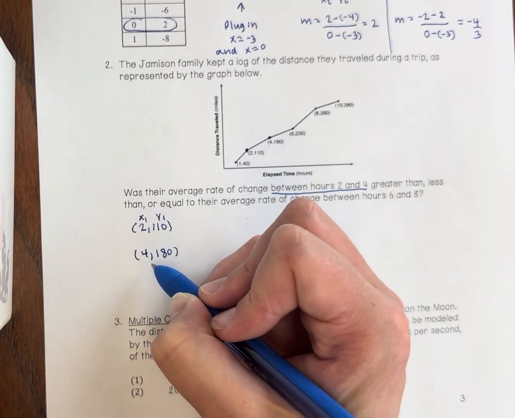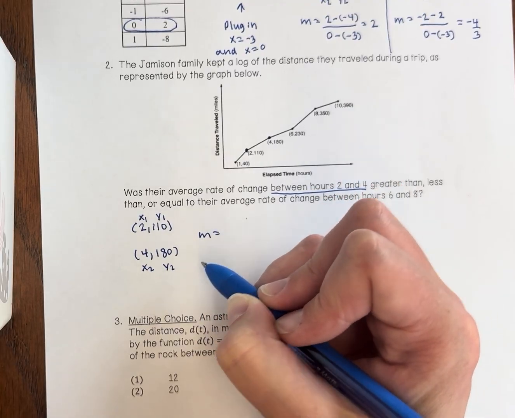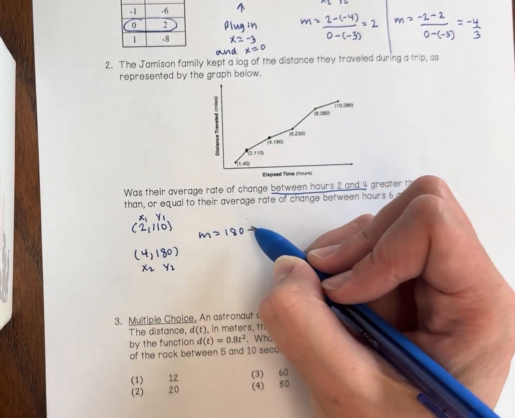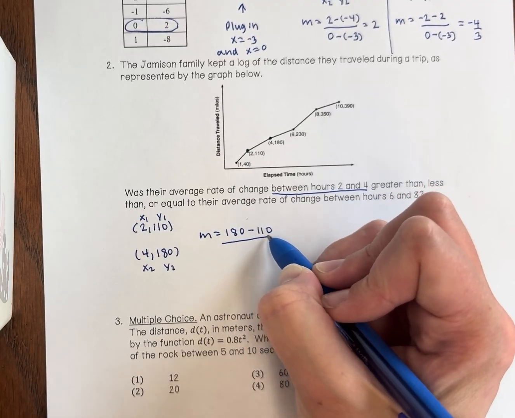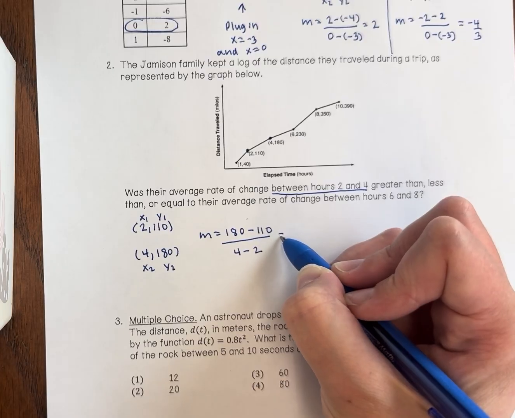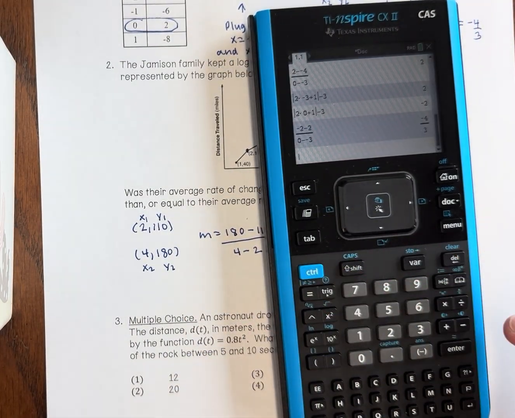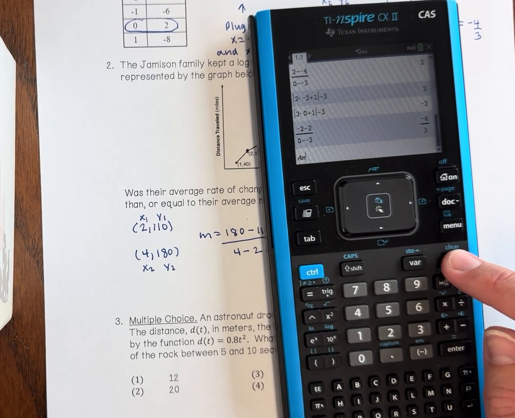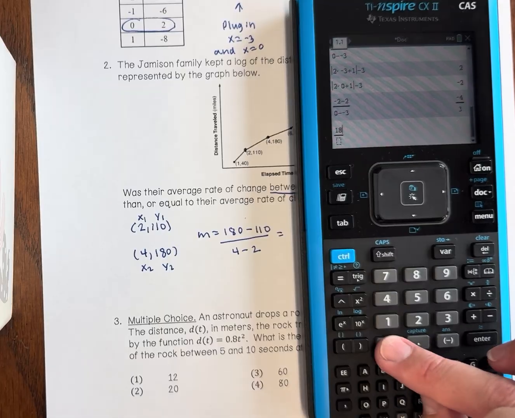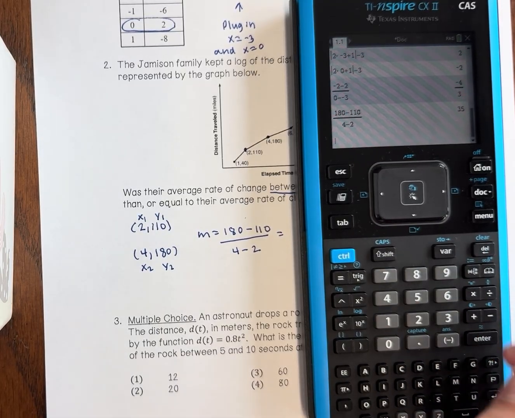x1, y1, x2, y2. So we'll do y2, which is 180, minus y1, which is 110, all over x2, which is 4, minus x1, which is 2. So 180 minus 110 over 4 minus 2, so 35.